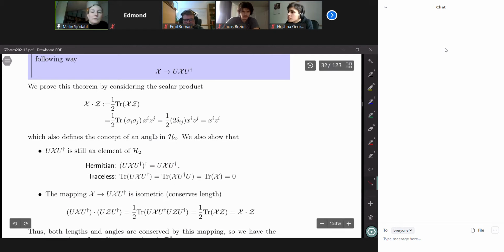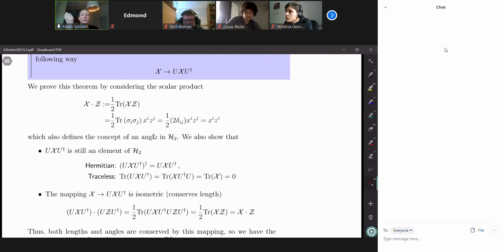And we see now that the scalar product behaves exactly as we expect it to behave from R3. So this means that we can also introduce the concept of an angle in H2. So we can take the length of these and compare it to the scalar product and get the angle between them in this way. It is also important to check that we are staying in the H2 space by this action, and this is completely straightforward to check.